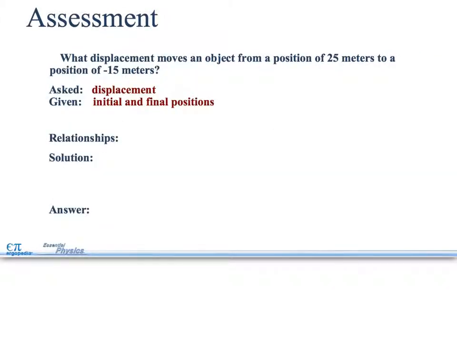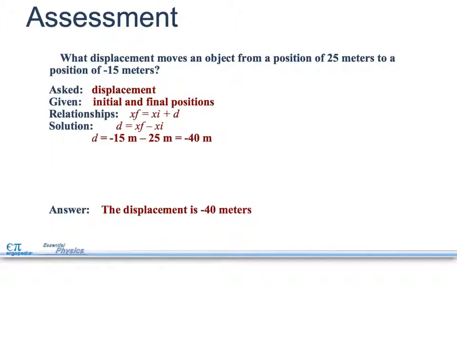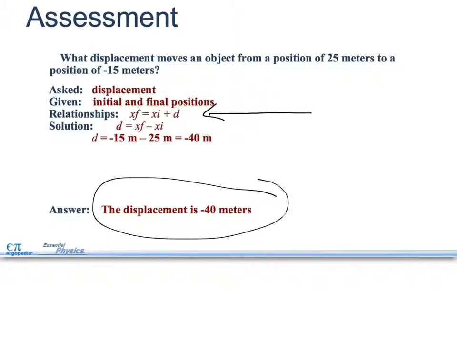What displacement moves an object from a position of 25 meters to a position of negative 15 meters? This asks for displacement given initial and final positions. The relationship is xf equals xi plus d. This is the same formula we've been using. Well, if we're looking for the displacement, we're looking for that d. So we subtract xi from the other side: negative 15 minus 25 equals negative 40. The displacement was then negative 40.